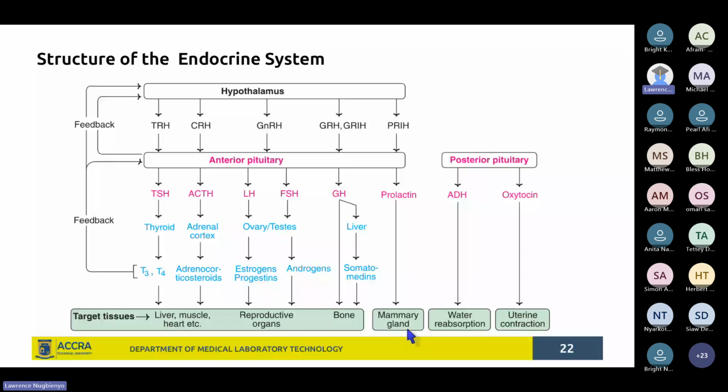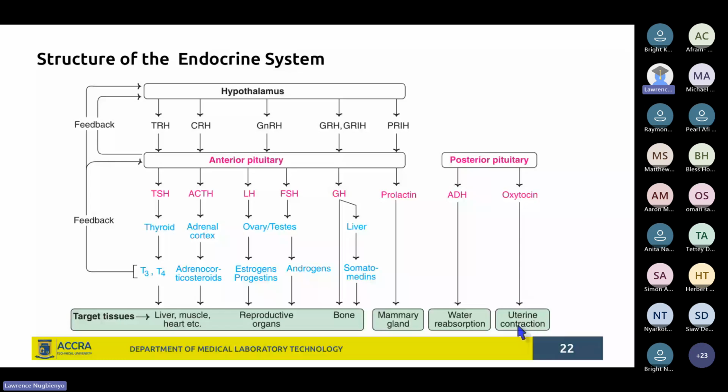You see the posterior pituitary is not under the regulation of the hypothalamus. It's autonomous, it's on its own. And this secretes the antidiuretic hormone and oxytocin. The antidiuretic hormone regulates water reabsorption, say water balance in the body, through the kidneys. You have oxytocin also responsible for uterine contraction.